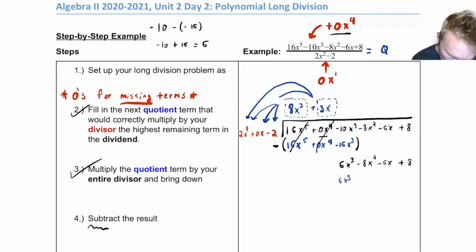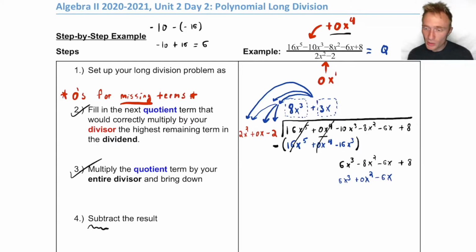Now I do my other 2, right? I multiply by the 0 and I multiply, we're running out of room to write arrows here, but you get the idea. I multiply by my 0x. That's going to give me plus 0x squared. And then I'm going to do 3x times negative 2. That's going to be minus 6x.